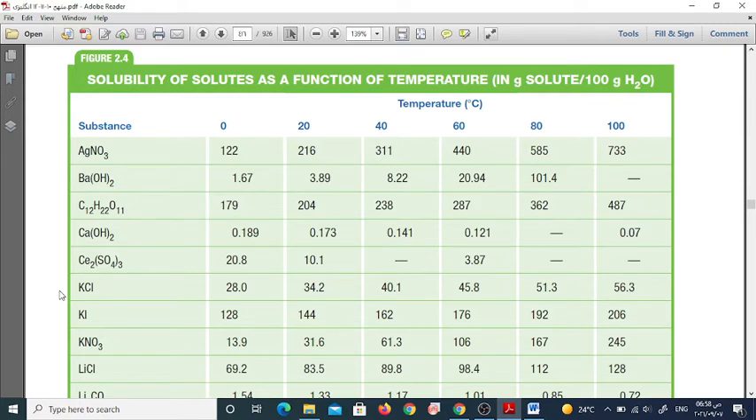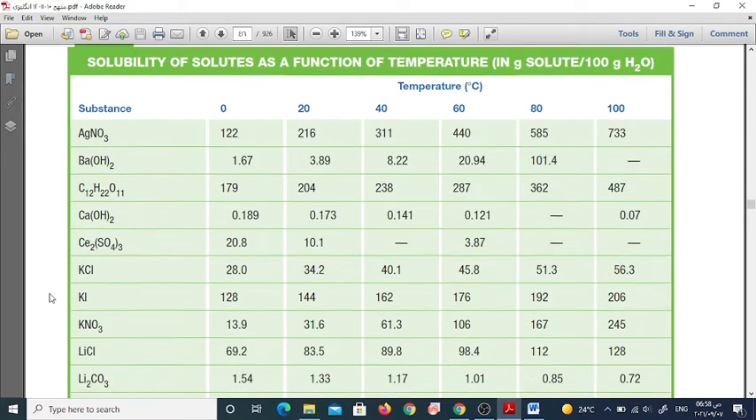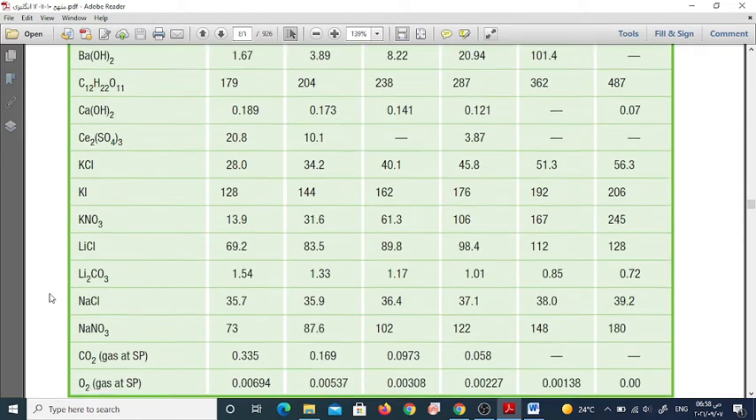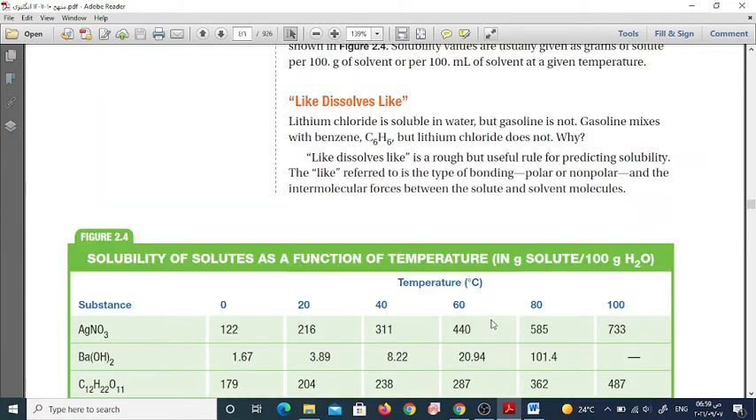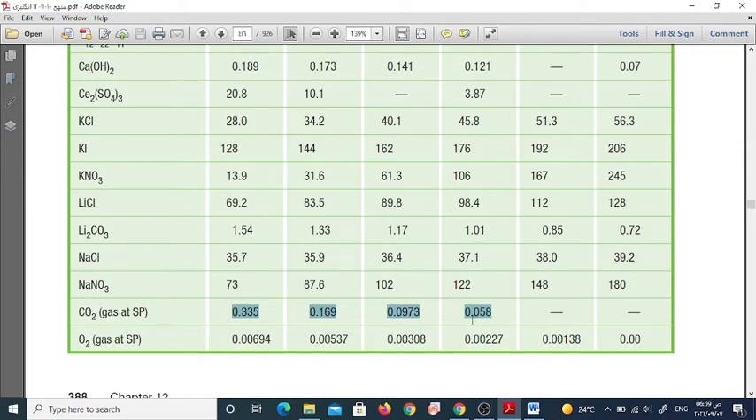The case is totally different for gases. Of course, when we increase the temperature, the solubility of gases decreases, as you can see here in this table. Here we have CO2 gas. At 0 Celsius, we can dissolve 0.335 gram of CO2 in 100 ml of water, but at 60 Celsius, only 0.058 gram of CO2 gets dissolved in water.